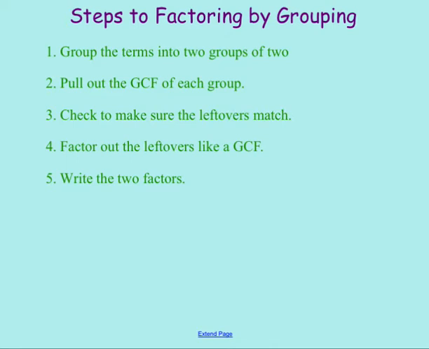The next thing we need to do is factor the leftovers out like they are a greatest common factor, because they're each being multiplied by the greatest common factor, so we can factor them out. Last but not least, you're going to write the two factors out. Now that sounds like a whole bunch of mumbo jumbo, so let's go ahead and take a look at what that'll look like in practice.